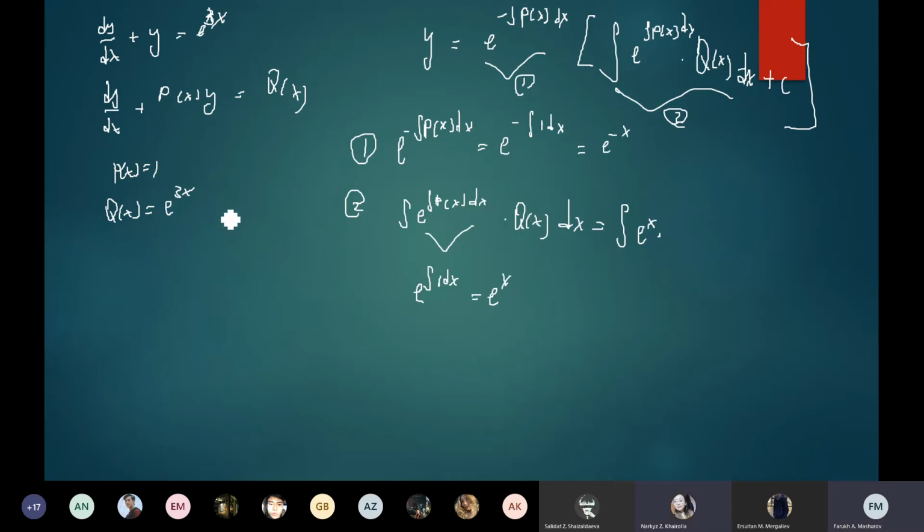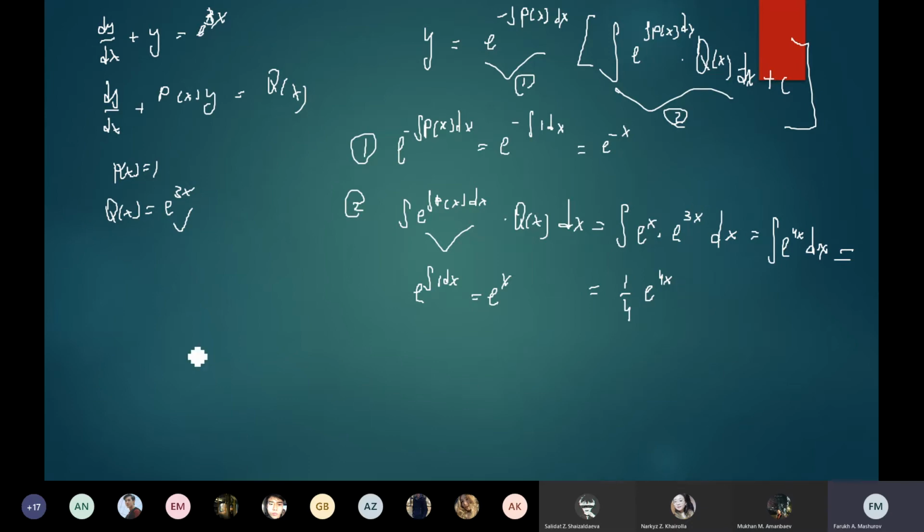q(x) is equal to what? q(x) is equal to e to the power 3x. I need to multiply this one by e to the power 3x. What do I have here? I have e to the power 4x dx. Am I right? Is it clear? So what will be here? This one is equal to what? 1 over 4 e to the power 4x, plus c. The plus c comes here.